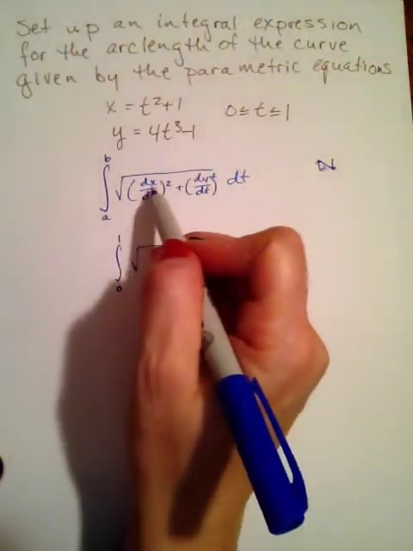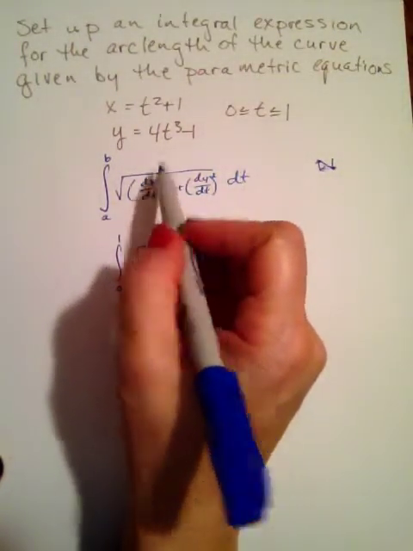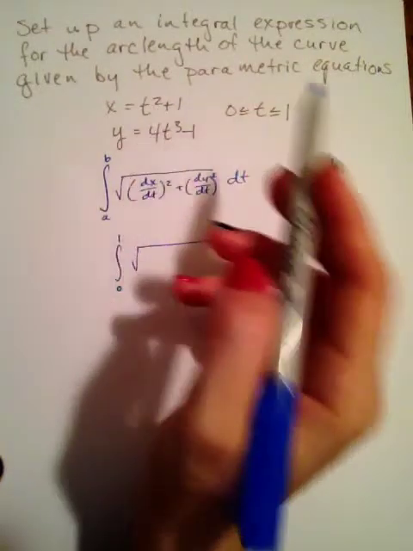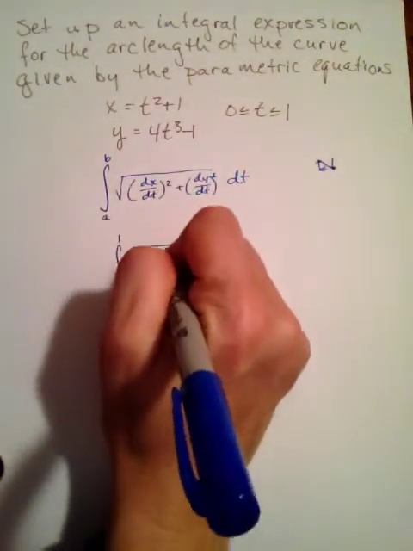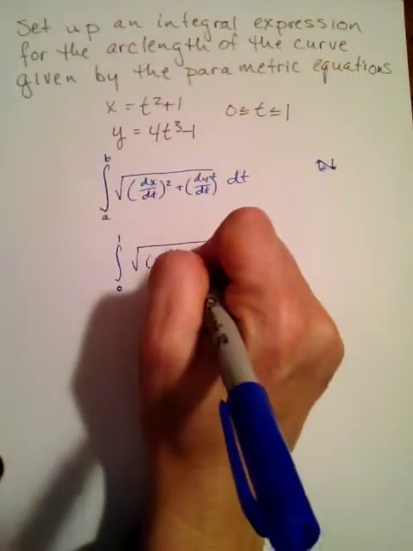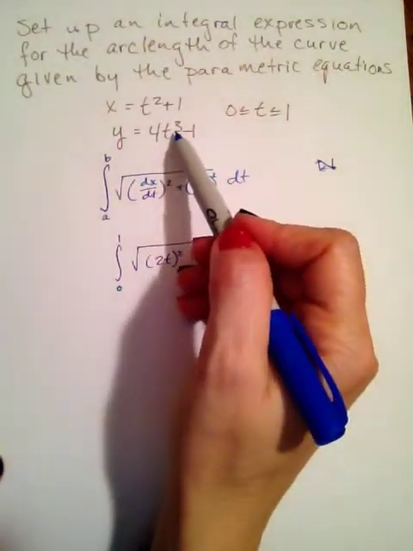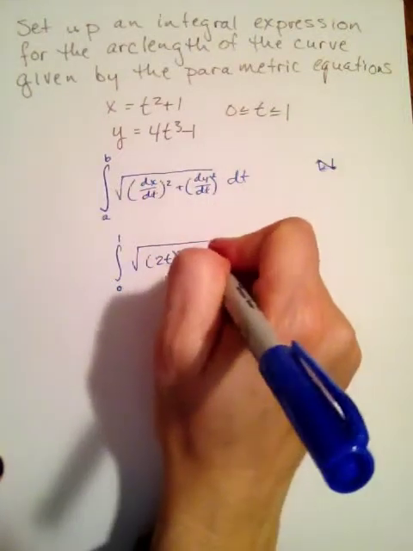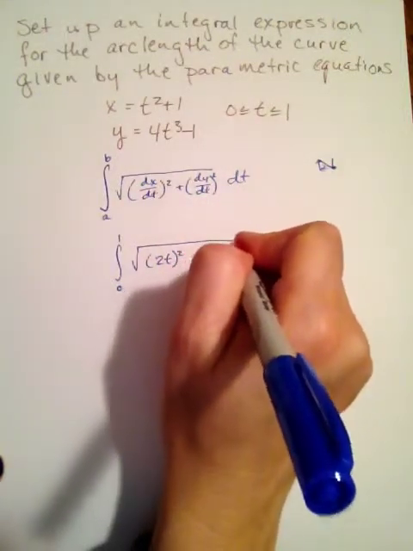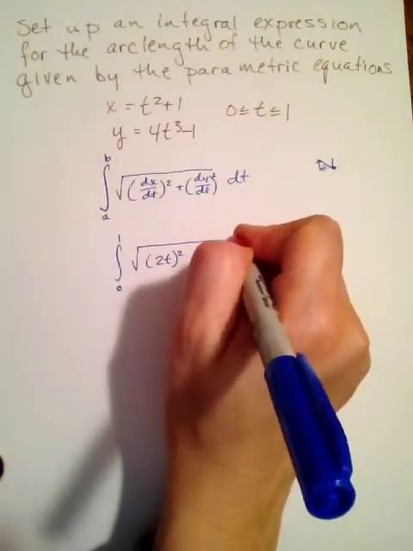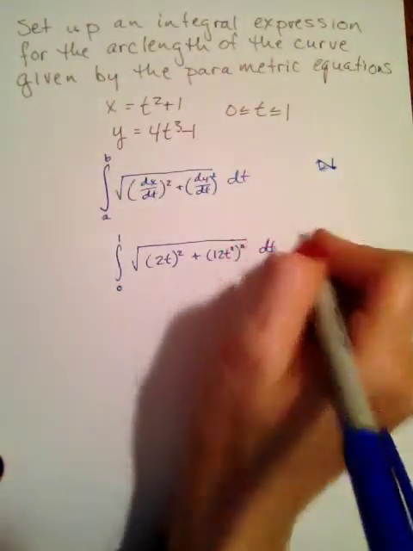Then if you look what's inside of it, you have a dx/dt squared, so you do have to take the derivative of x, which is 2t, squared, plus the dy/dt, that's the derivative of y, so 12t squared. And then we will be squaring that, and this is all with respect to t.